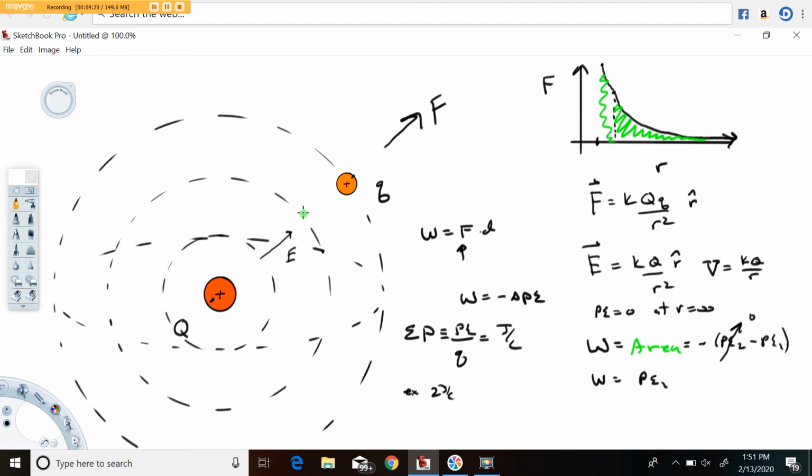So anyway, that's my description of conceptually what electric potential is. It's potential energy per unit charge, which is equal to this green area here, divided by the charge of a particle. It's a property of space around charged particles that tells you something about potential energies.